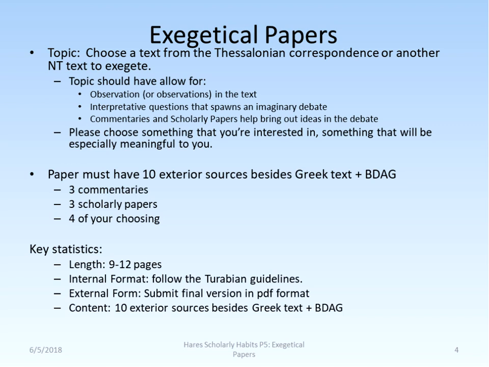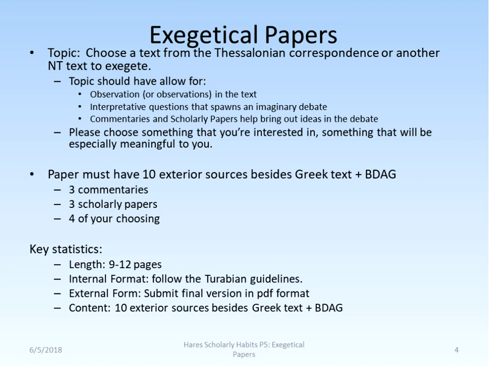Now, the paper must have 10 exterior sources besides the Greek text, that's the text in the NA28 critical apparatus, and the BDAG. You must have 3 commentaries, 3 scholarly papers, and 4 other things of your choosing which are scholarly. These could be a grammar book, this could be an idiom book, this could be more commentaries and more scholarly papers.